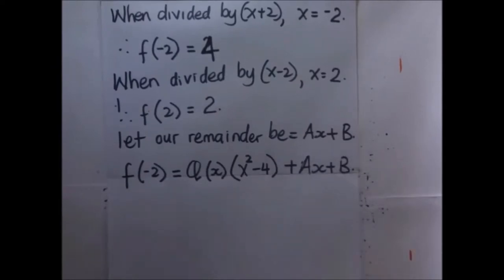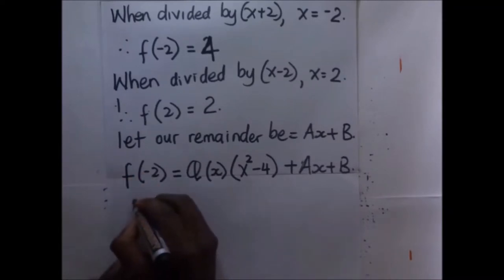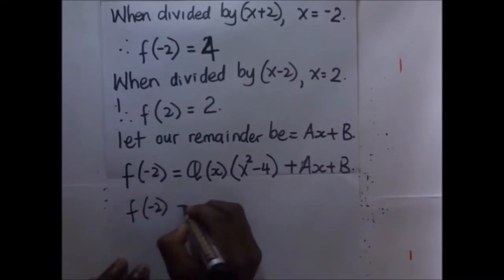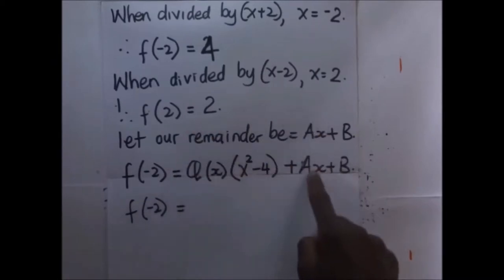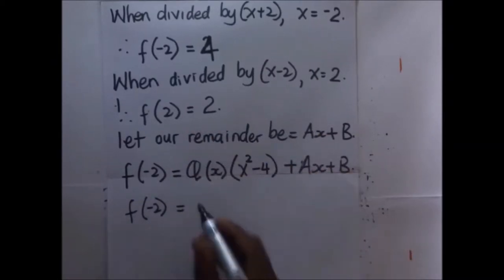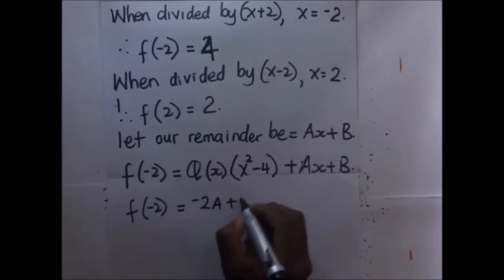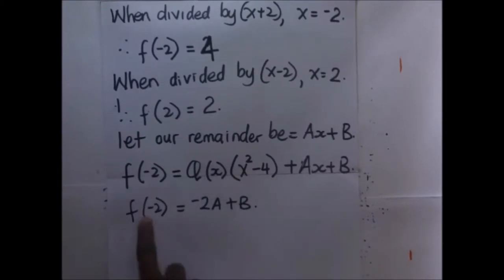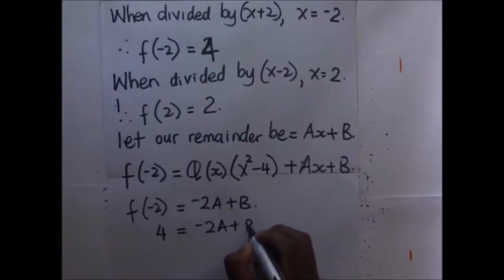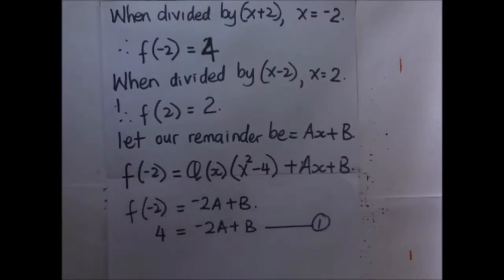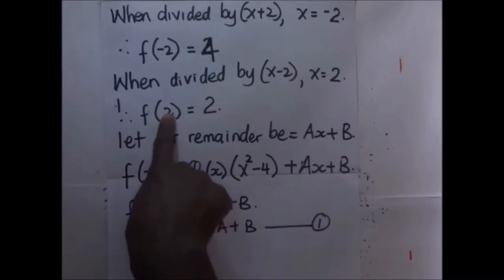So we start substituting. When x is negative 2, negative 2 squared is 4, and 4 minus 4 is 0, so this whole term is going to die and we remain with negative 2a plus b. We know that f of negative 2 is giving us 4, so 4 equals negative 2a plus b. That's our equation 1. So we go to the second case, when our value of x is 2.